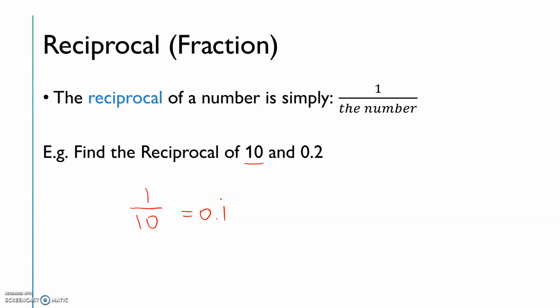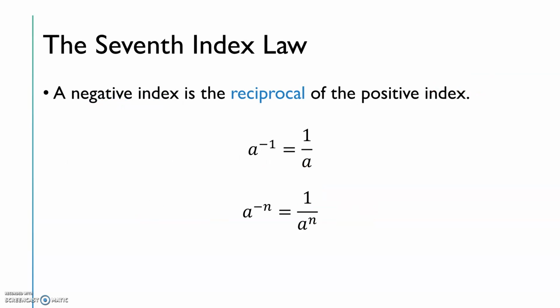And if we want to find the reciprocal of, for example, 0.2, we just need to do 1 divided by 0.2. Remember, the fraction line here means divide. So 1 divided by 0.2, if you put that in the calculator, you know the final result is 5. So this is how we use the idea of reciprocal. In fact, when we are doing the seventh index law, you're going to keep reusing this word. So a negative index is basically a reciprocal of the positive index.